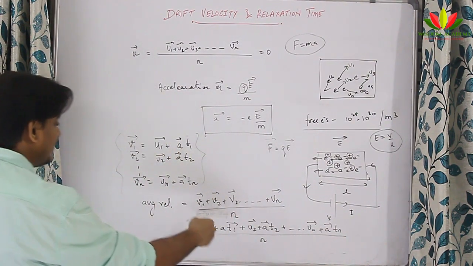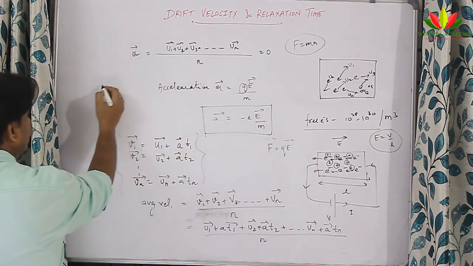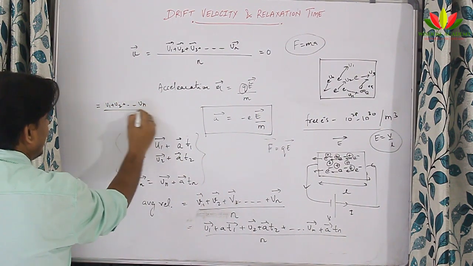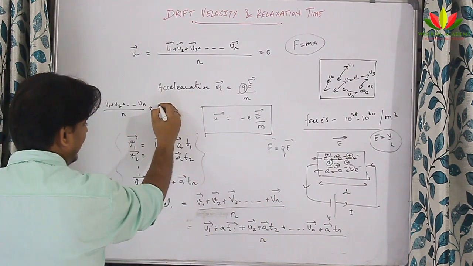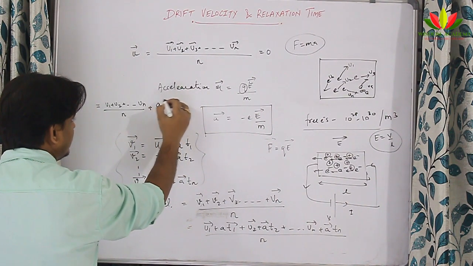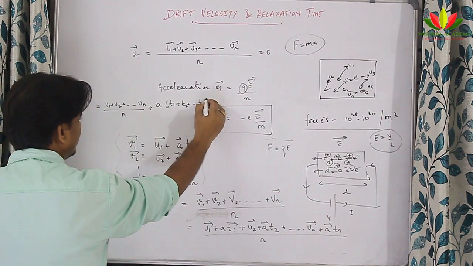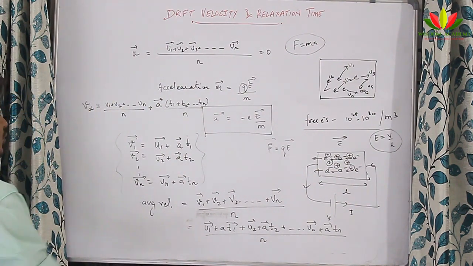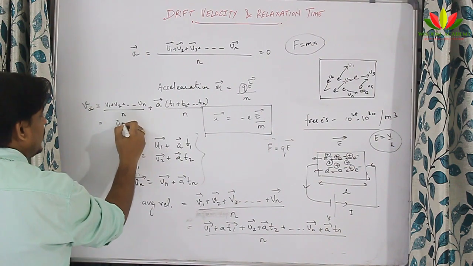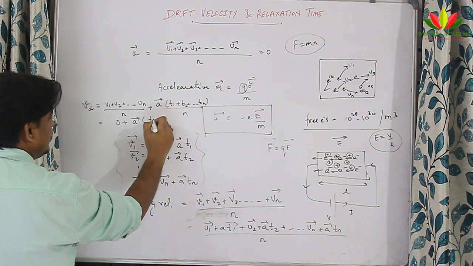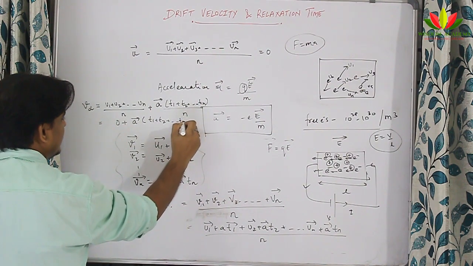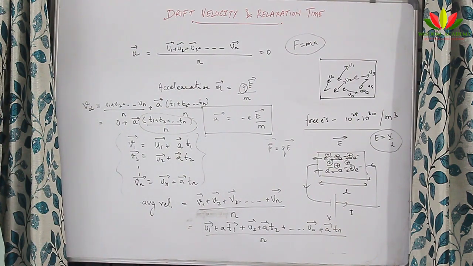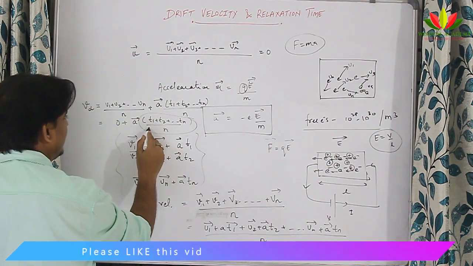If I go one step further, I can separate all the u1, u2 terms, then I will get the expression: u1 plus u2 up to un divided by n, plus, if I take a common outside, t1 plus t2 plus up to tn divided by n. This is the average velocity. Now we know that the first value is 0, so it is 0 plus a into t1 plus t2 plus up to tn by n. This term, that is the average time between collisions, is called the relaxation time, denoted by tau.